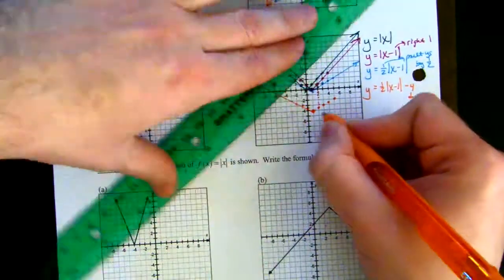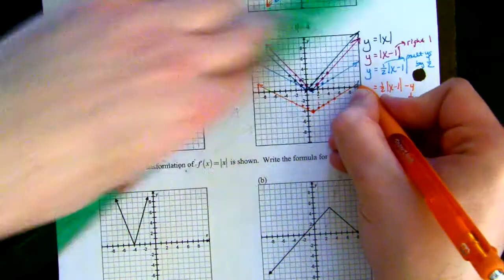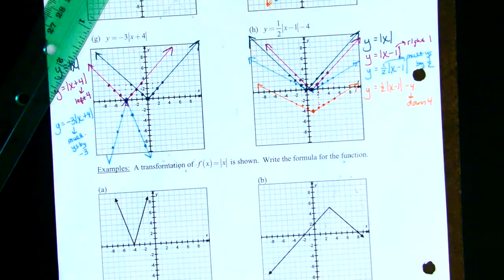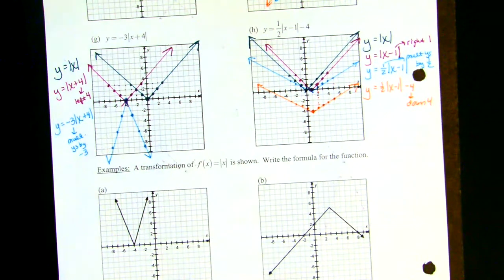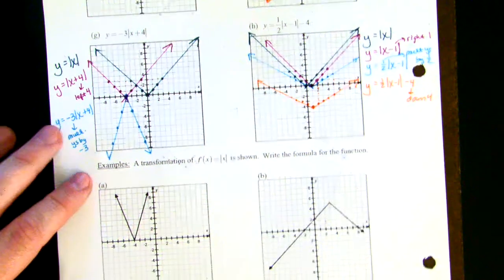I'm going to connect the dots and get something like that. And again, this is about as tricky as they're going to get for right now. Final thing we need to take a look at. We have a transformation of f of x equals the absolute value of x. I want to write the formula for these graphs.